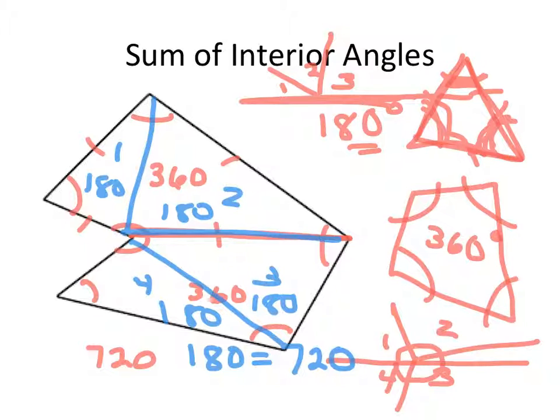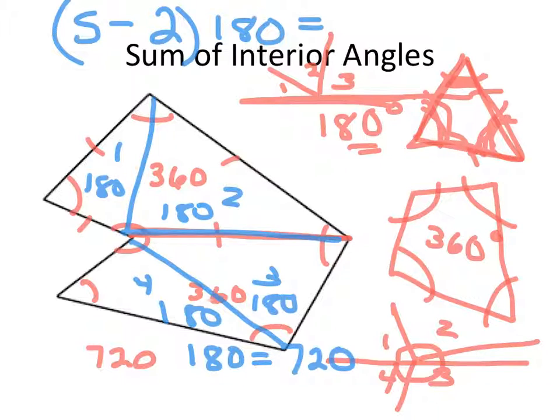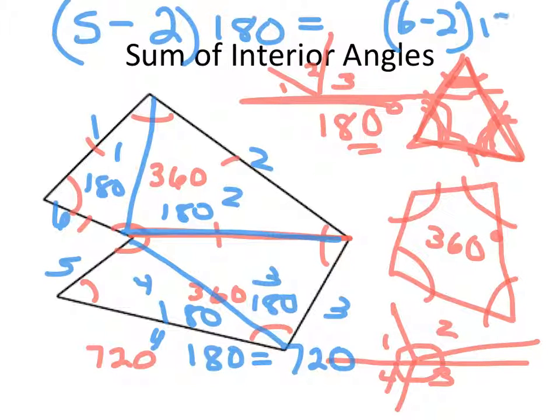This is how the formula for finding the sum of interior angles works. Here's what it is. Sides minus 2 times 180 equals the sum of the angles. So what did we just discover? How many sides did my figure have? 1, 2, 3, 4, 5, 6. So 6 minus 2 is 4, times 180 degrees is 720.